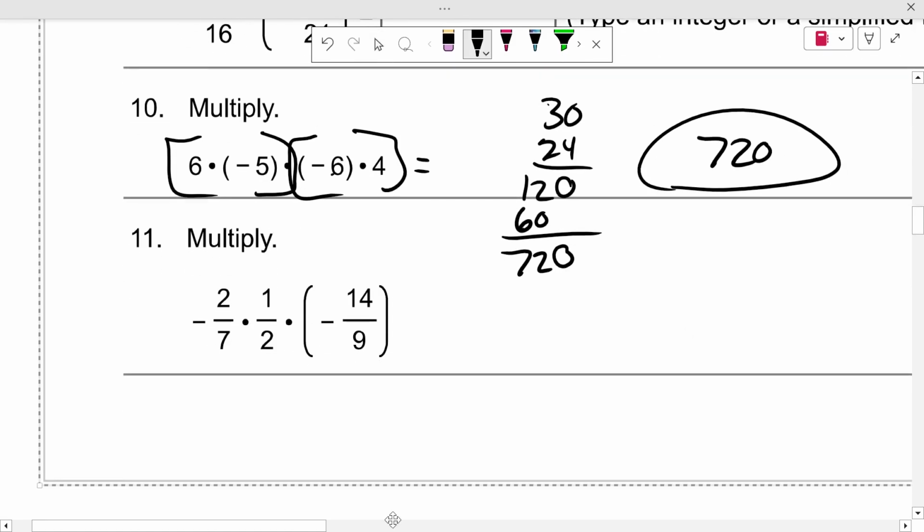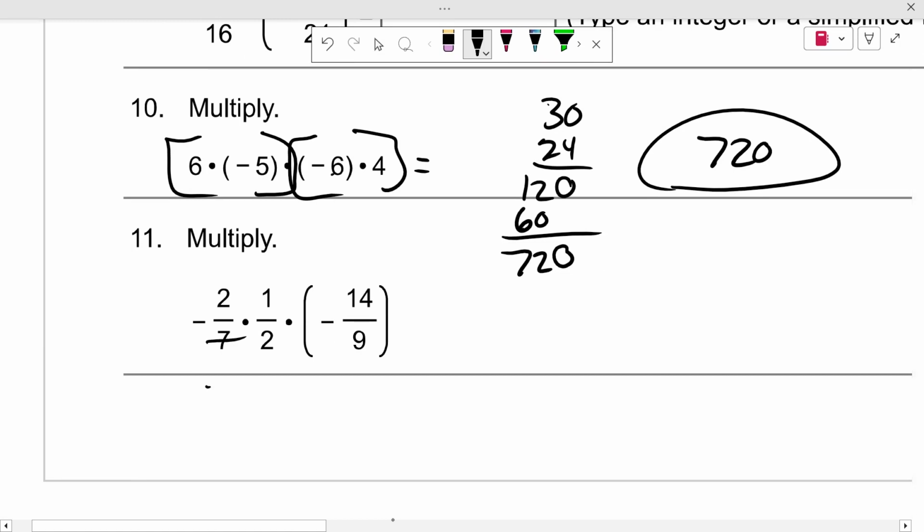On this one, does 7 go into anything in the numerator? No. 14. Yes. 7 goes into 14. 2's. This 2 and this 2 can cancel. So that's going to be 1 now. Okay, does 2 go into 9 at all? No. So it is, how many negative signs do I have? 1, 2. 2 of them. So I have 2 ninths. That's all that's left over after canceling down.